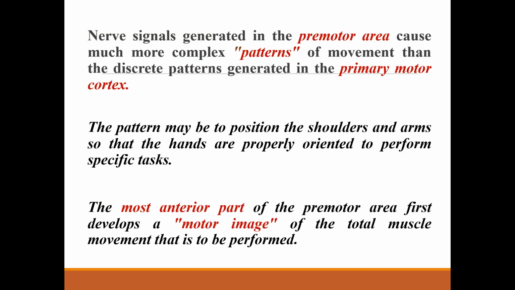Nerve signals generated in the premotor area cause much more complex patterns of movements than the discrete patterns generated over there in the primary motor cortex.